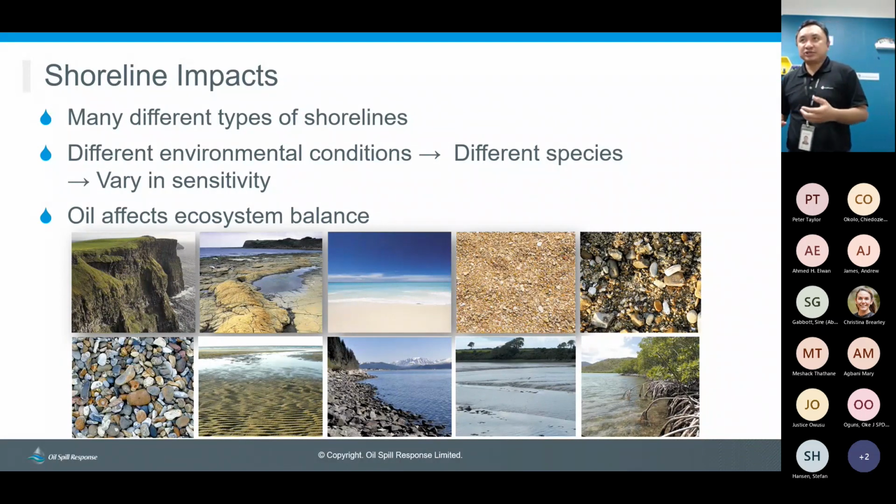Now the question here is, what could we do about it? There are a couple of things that I would like to introduce to you with regards to what we could do to minimize the impact to the environment. So what are those?